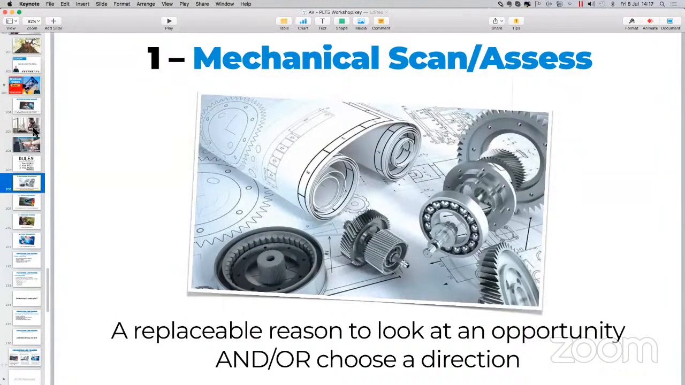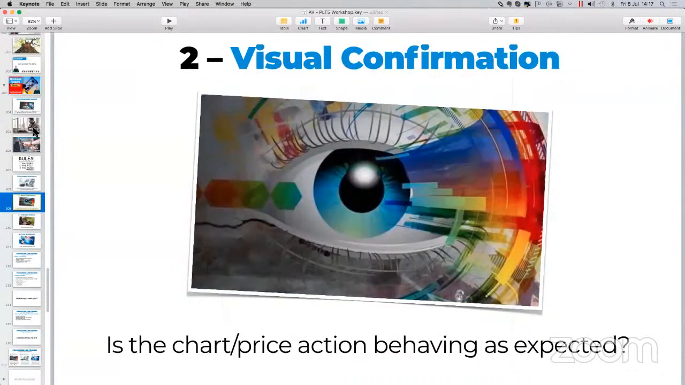But we want a repeatable, replicable process that allows you to pick opportunities, not pick trade setups, just pick opportunities. Take a big list of stocks to a small list of stocks. And then we want to visually confirm that.